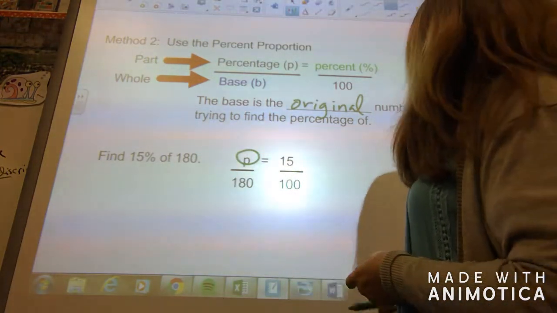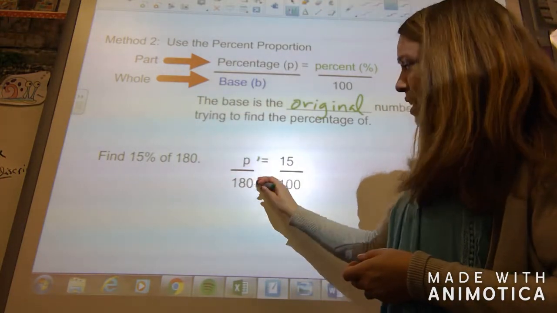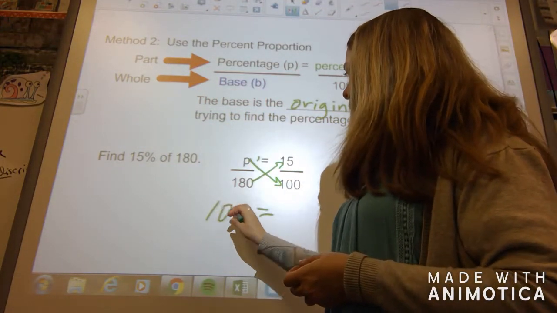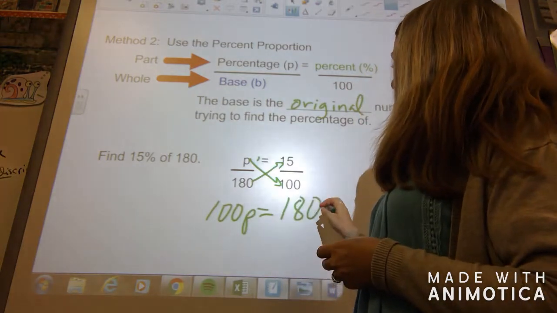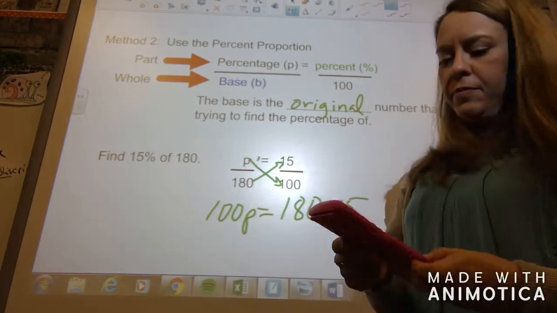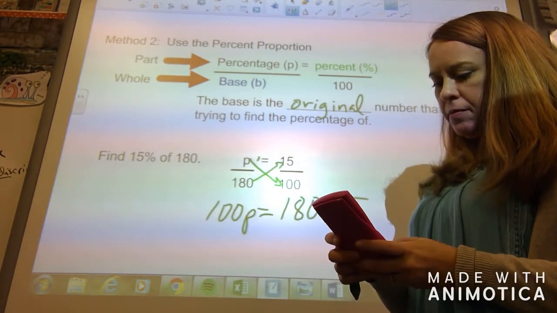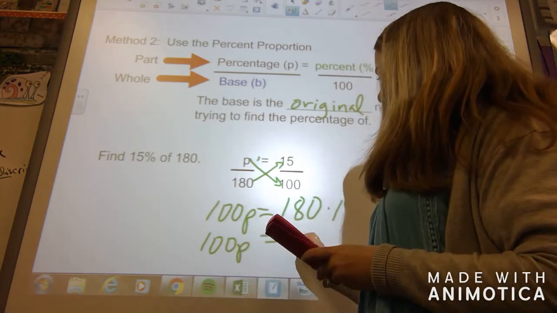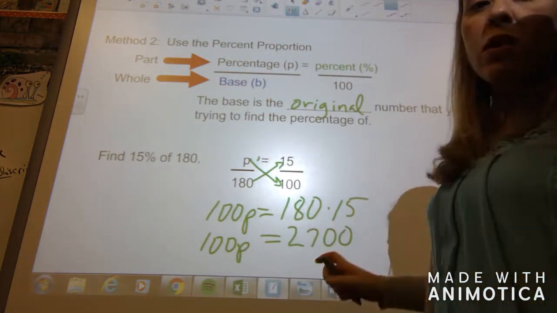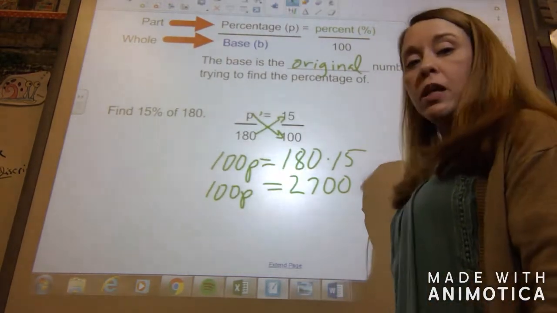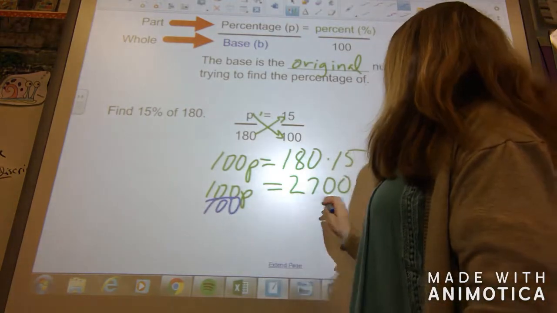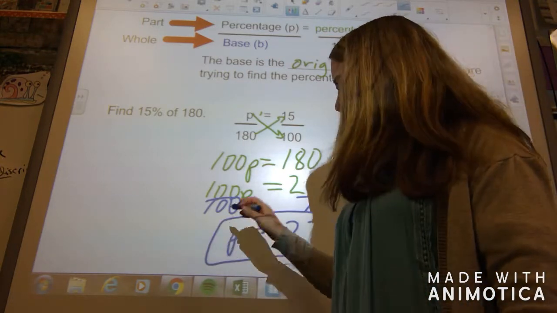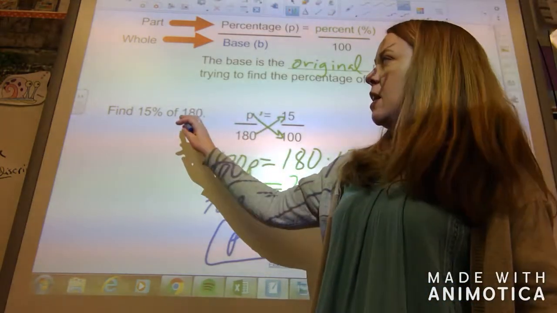Per 100. So now we're going to cross multiply just like all of our other proportions, right? So P times 100 is 100 P equals 180 times 15. So that's 100 P equals 2700. And now we're going to solve it like any other equation and try to get that variable alone. So we're going to divide by 100. So we get percentage equals 27. So 27 is 15% of 180.